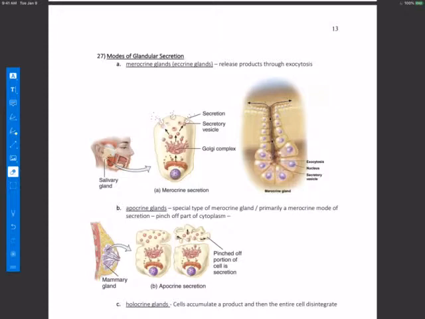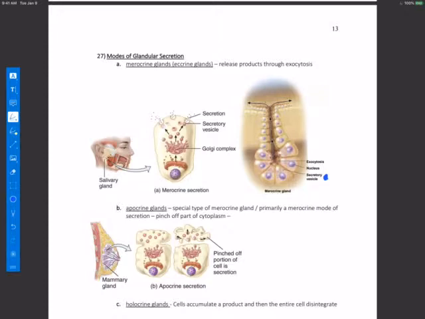In the image, they're showing the example being the salivary gland, but we also see this with the sweat gland. Here in the example on the right, you can see the little secretory vesicle, this little dot here. It fuses with the cell membrane of the secretory part of the gland and releases the sweat into the opening, which then travels up the duct to the surface of the skin.